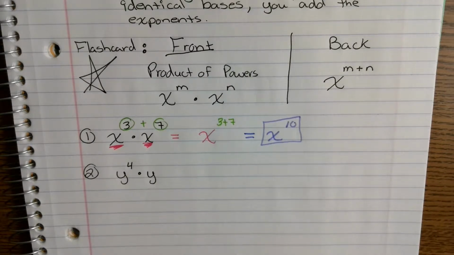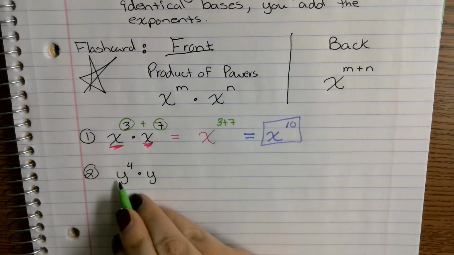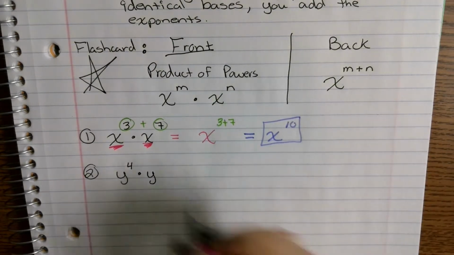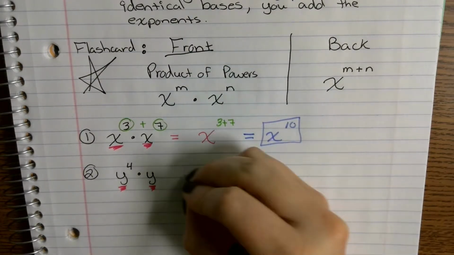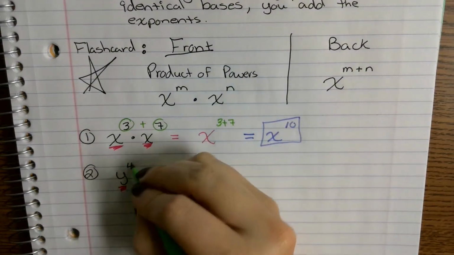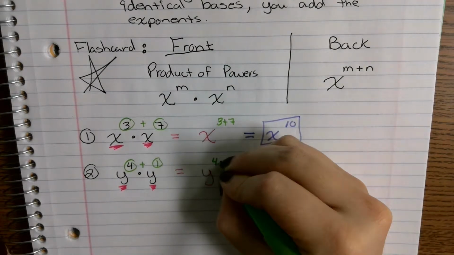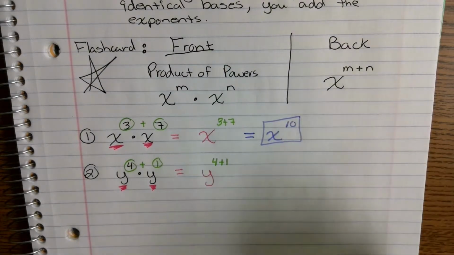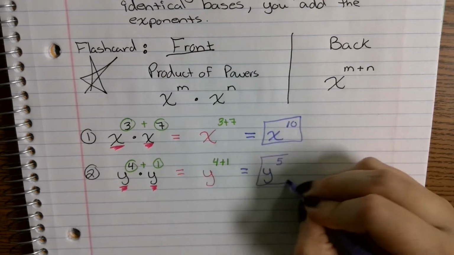Omar, what'd you get? Very good. Y to the 5th power. Remember, if it doesn't have an exponent written, what is there? A 1. So this is y to the 4th times y. They have identical bases. Their bases are the same, so I know I want just one value of y. My exponents are 4 and 1, so I'm just going to do 4 plus 1. That gives me y to the 5th power.